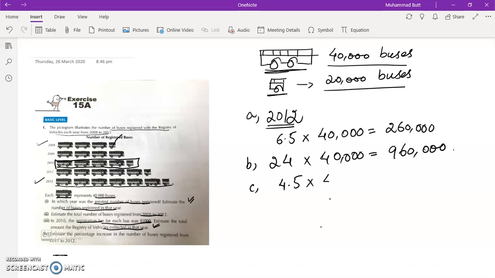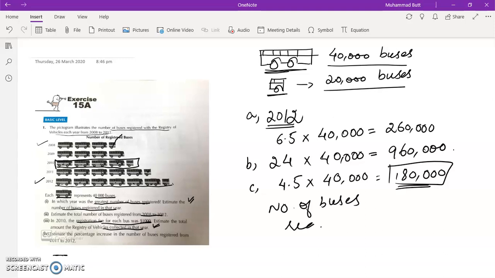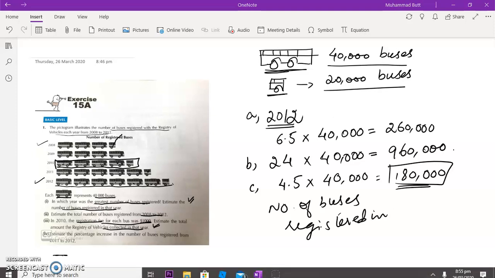So in actual, these are 4.5 multiplied by 40,000, and it is 180,000. So 180,000 buses were registered. These are the number of buses registered in 2010.